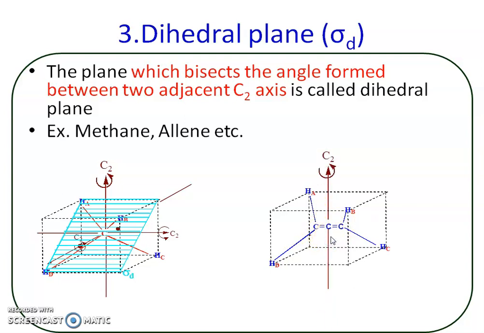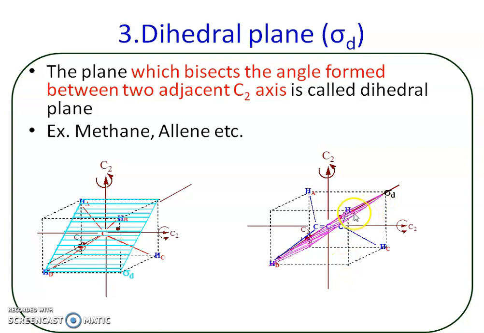So this is the C2 axis as I explained for methane. So along this axis, when the molecule is rotated through 180 degrees, we get an equivalent structure. There is an exchange between A and B as well as B and C. So this is the C2 axis. This is another C2 axis as I explained earlier. This is the third C2 axis. Now here this is the first dihedral plane.